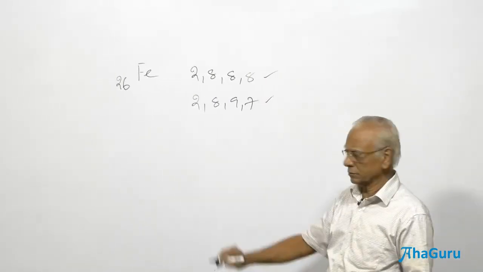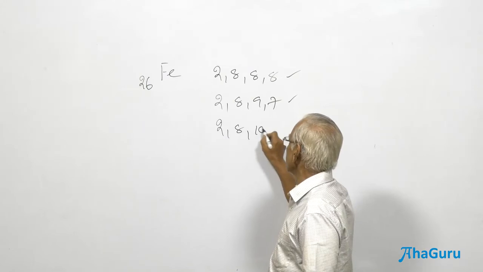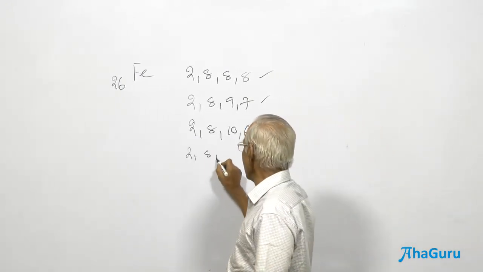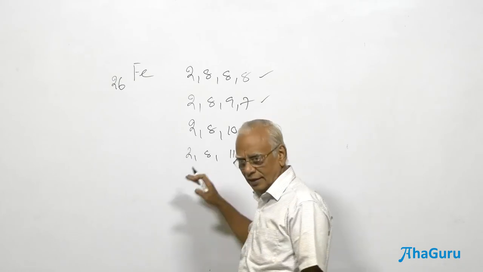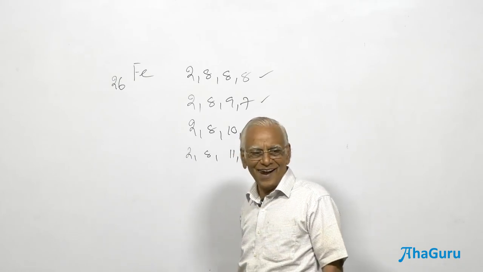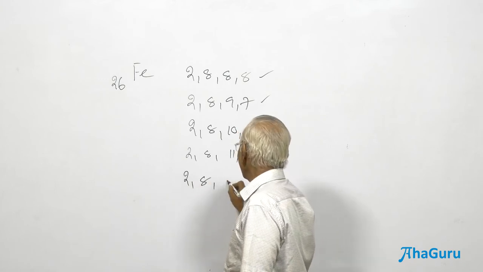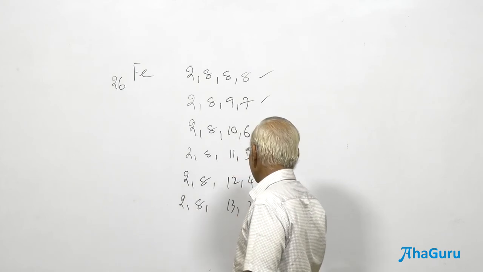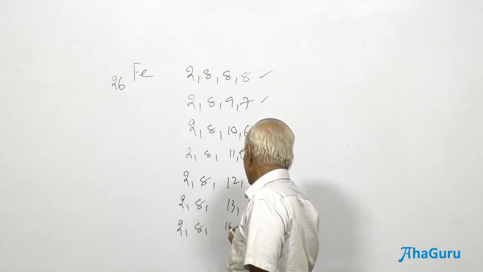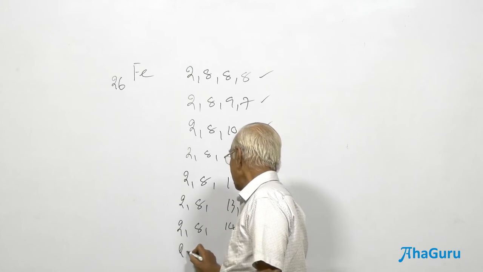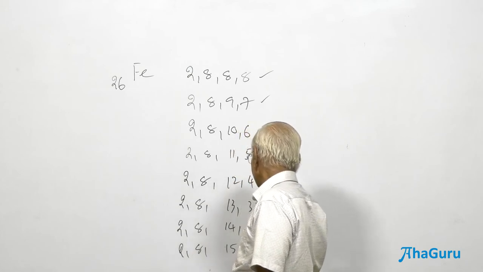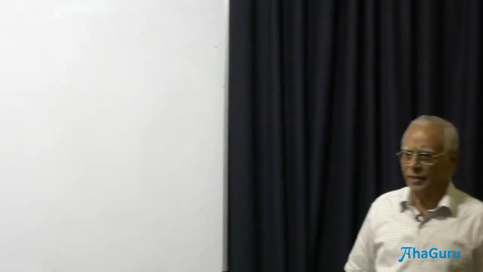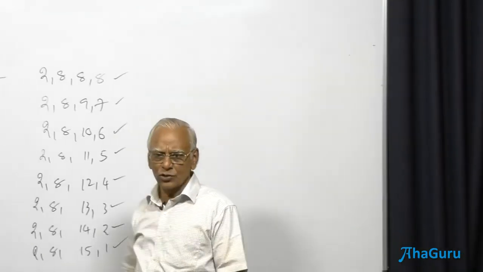Therefore, 2, 8, 10, 6. We follow the 2 rules. 2, 8, 11, 5. 2, 8, 12, 4. 2, 8, 13, 3. 14 2 some of you have written, but without knowing the explanation. 2, 8, 15, 1 also you can write, because the last shell has not exceeded 8 and the penultimate shell also has not exceeded 18. And have we not followed the 2 rules here?